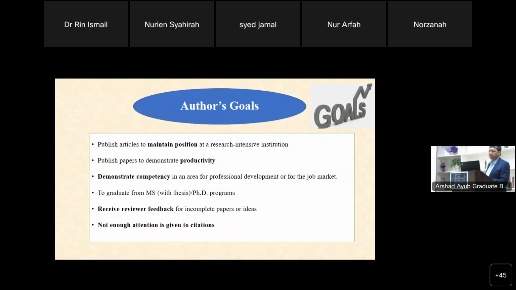To graduate from an MS or thesis or PhD program, that's another reason you do research, and in many Malaysian universities, you have a publication requirement before you get your PhD. You receive reviewer feedback for incomplete papers or ideas, and finally, not enough attention is given to citations. Now, you cannot live in an oblivious world, okay? You have to do research, like it or not, to get cited. And I'm sure many universities are looking at the citation record as part of the promotion or tenure requirement.